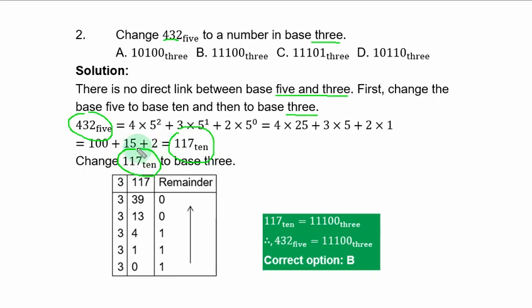Here the procedure is continuous division until the last digit is 0. You divide at each stage by the base number 3 you are converting to, and you always record the remainder. At the end, you write your answer upward. So 117 base 10 is equal to 11100 base 3. Therefore, the given number 432 base 5 is equal to 11100 base 3. By this, B is the correct option.